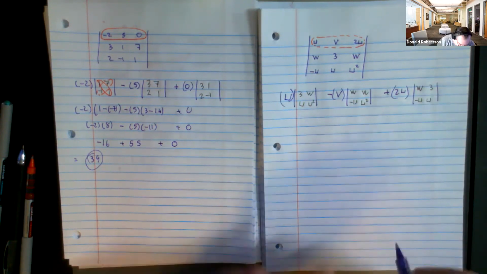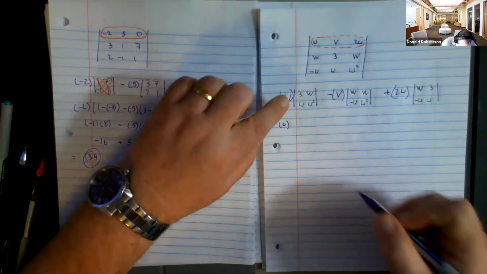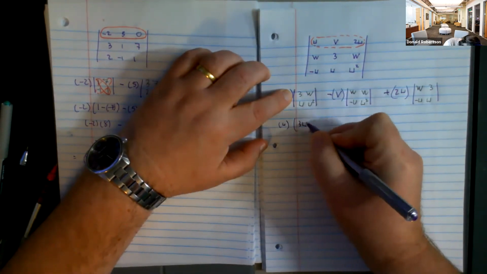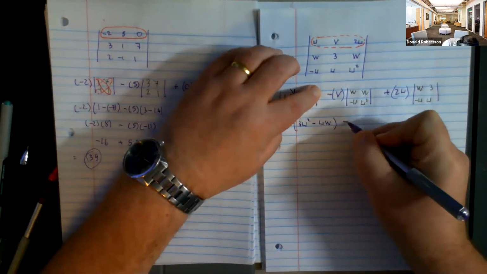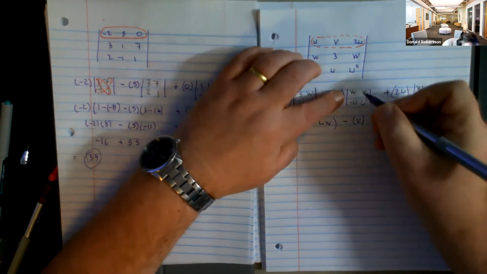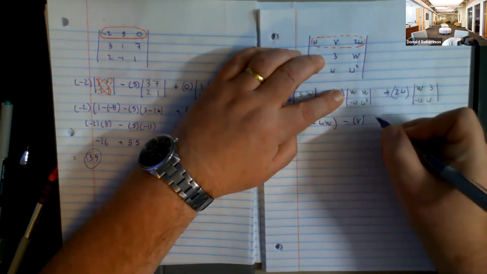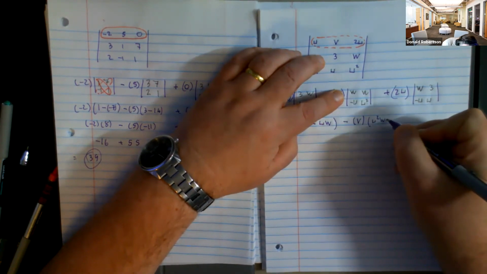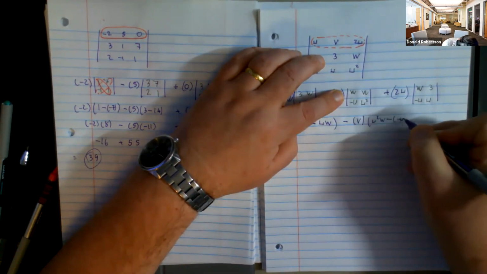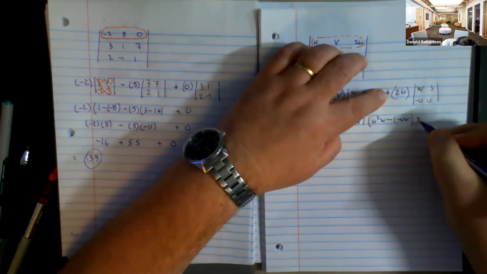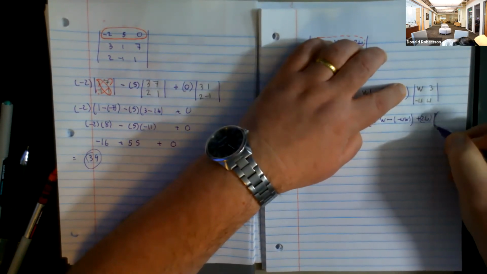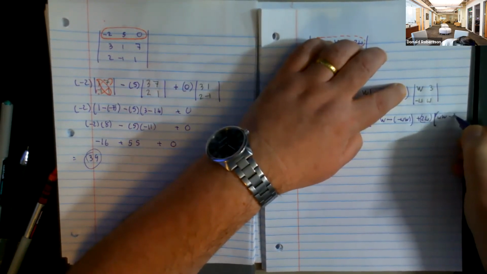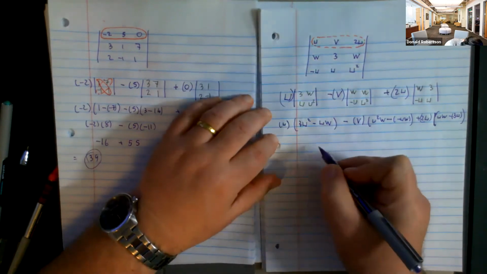Okay. Now, major diagonal 3 times U squared, subtract the minor. Major diagonal is U squared W, take away -UW. And the last one is 2U, and it is UW, take away -3U. So let's see what we get.